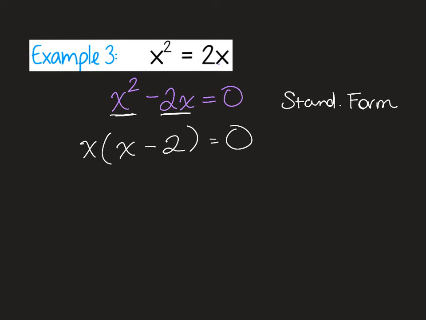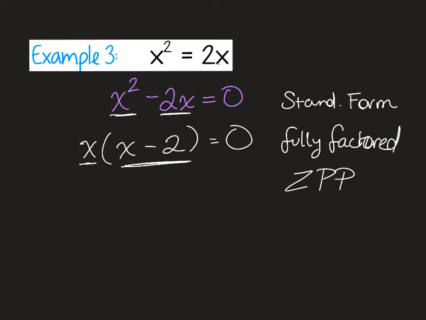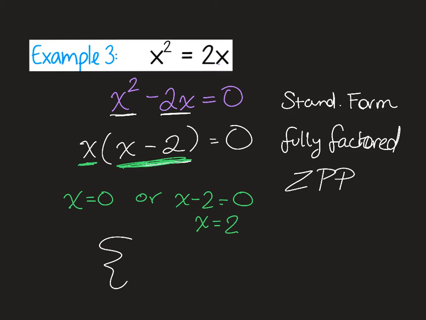And it is fully factored at this point. And so from here, we apply the zero product property. So this times this equals 0. So either this x has to be 0 or this quantity has to equal 0 to make this a true statement. So our two solutions are 0 or 2. Okay?